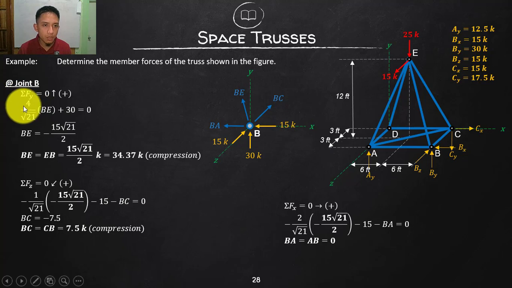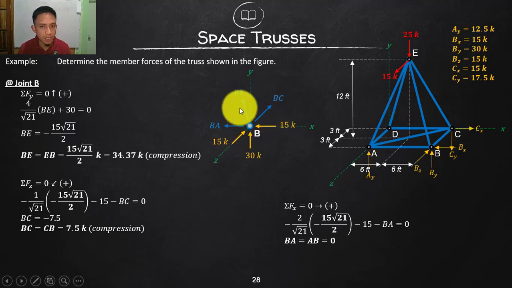The 12, supposed to be on the top, is divided by 3 together with the square root of 21. We have here 3 square root of 21. Therefore, the 3 will divide the 12, and that will become 4. So this is just the reduced fraction of the projection all over the length. Since that is Y, the projection along Y is 12 divided by the length. However, that is simplified. So simple algebra, that is now BE, and that is a negative 15 square root of 21 all over 2. Negative means our assumption is wrong, so this is supposed to be compression, not tension.